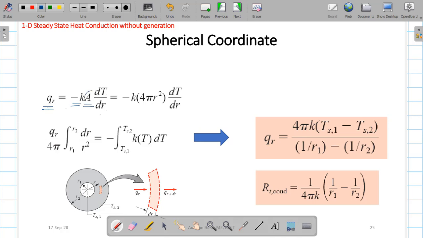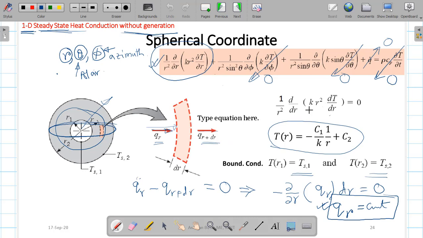And in place of area, we can write 4 pi r square. So if you write that, and consider k constant, we have already seen that Qr is constant, so it is clear that r square dT/dr will be a constant. So, this is the equation that we also got from the general equation.